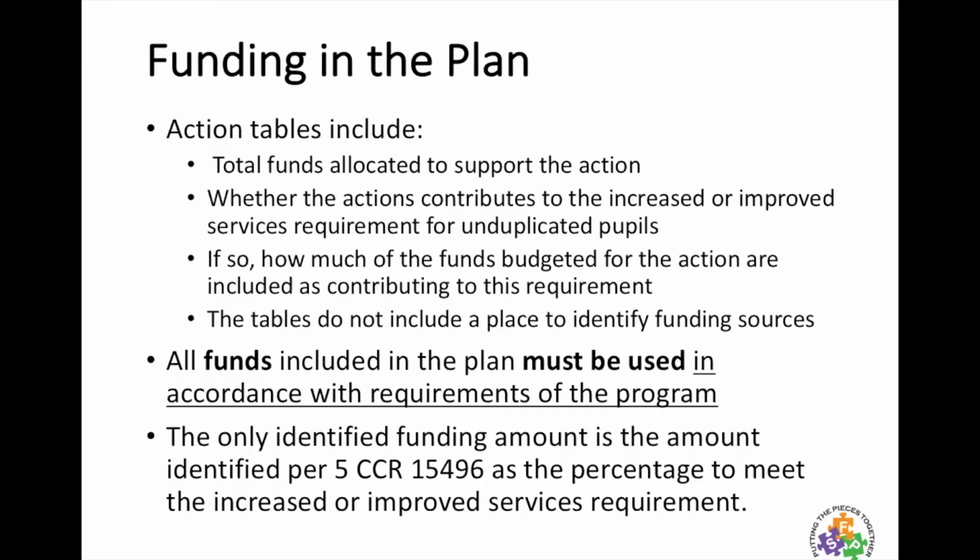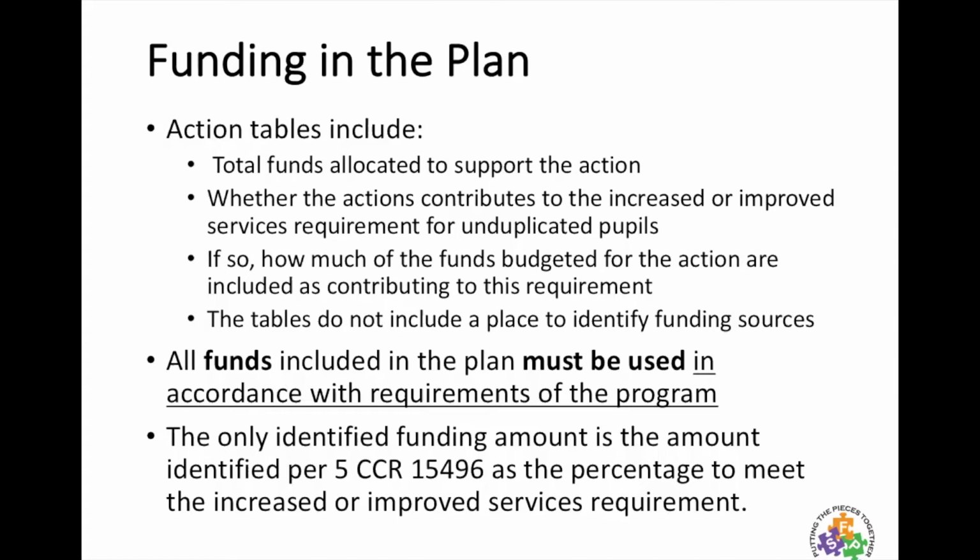Okay. Funding in the plan. The action and expenditure tables include a column indicating the total amount of funds supporting the action, and a second column asking if any of the funds included are contributing to the increased or improved services requirements, and if so, how much of it is allocated to that. The tables ask for funding amounts only and do not include anywhere to indicate individual fund sources.